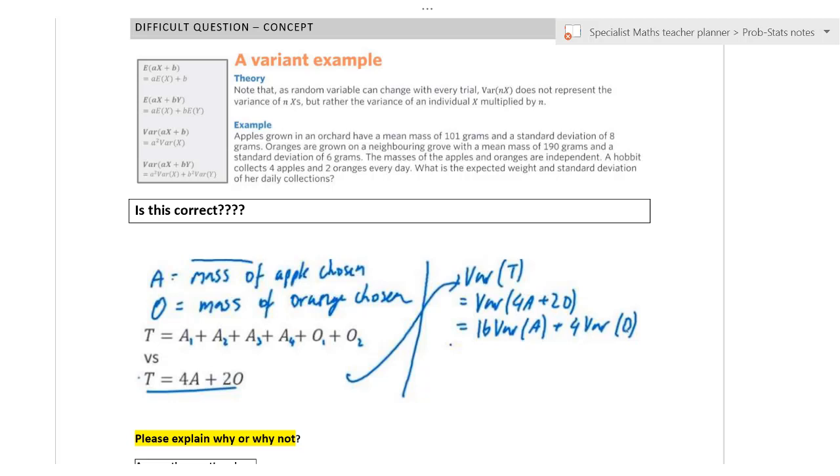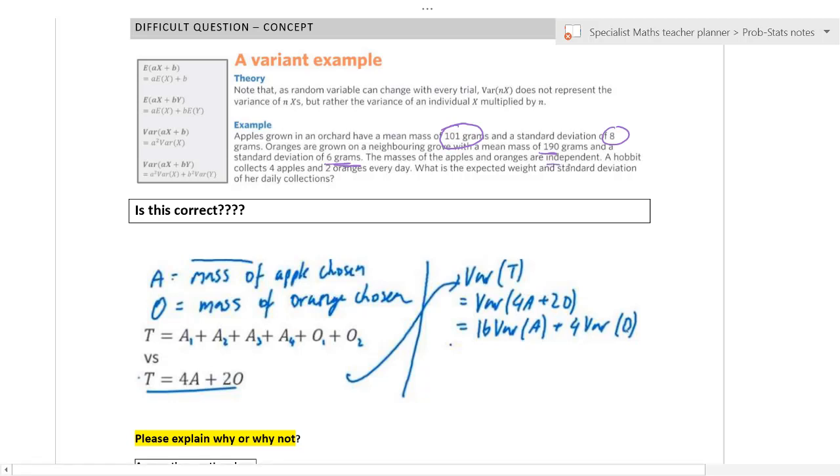Now, it says here that apples grown in an orchard have a mean mass of 101 grams. Let's just get our highlight out. And a standard deviation of 8. So we're looking at apples. Oranges are grown with a mean mass of 190 and a standard deviation of 6. So we're looking at standard deviation. We're looking in grams. We find the mass of the apples and the oranges are independent.